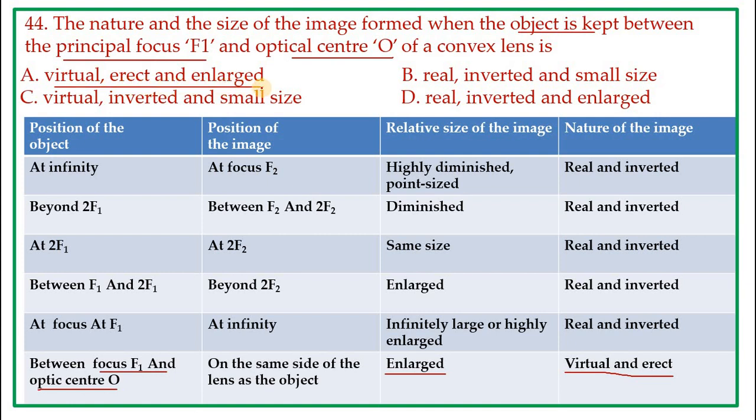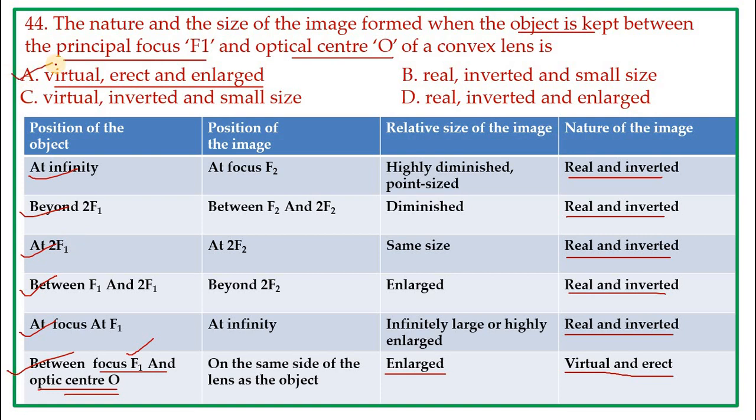And one more important thing in convex lens, children, see in these 5 options, wherever you keep the object, in all the cases you will get a real and inverted image only. You never get a virtual and erect image, except when we keep the object between F1 and the optic center O. So very important this. So here the correct option is A.